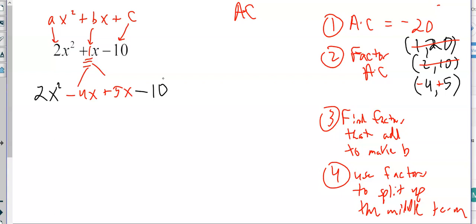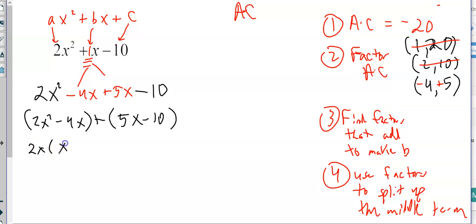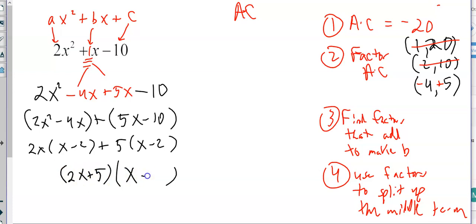At this point, you're done with the AC method. Now you have 4 terms. Factor by grouping is the way to go. So you want to group those, with a plus sign in between. The first 2 terms, 2x squared minus 4x, and 5x minus 10. We're going to factor out the GCF. I guess it'd be 2x times x minus 2 plus 5 times x minus 2. The parentheses match, so you're going to regroup, and you got 2x plus 5 and x minus 2.